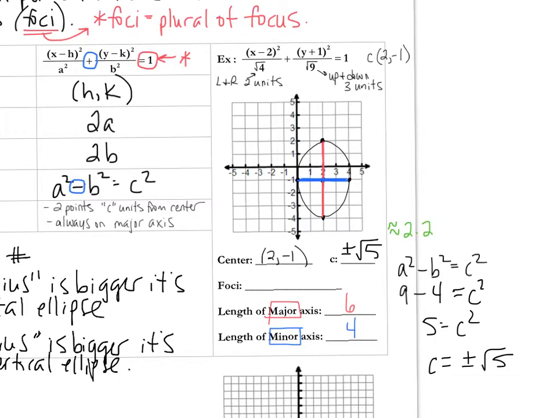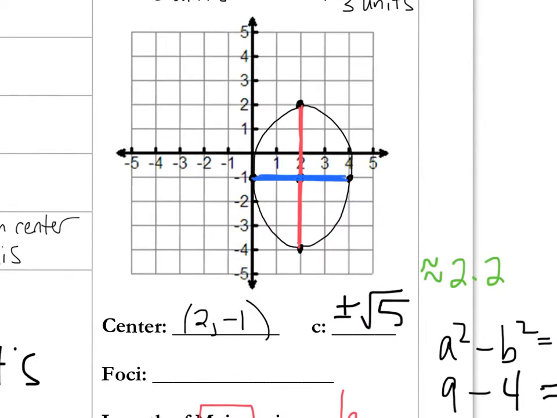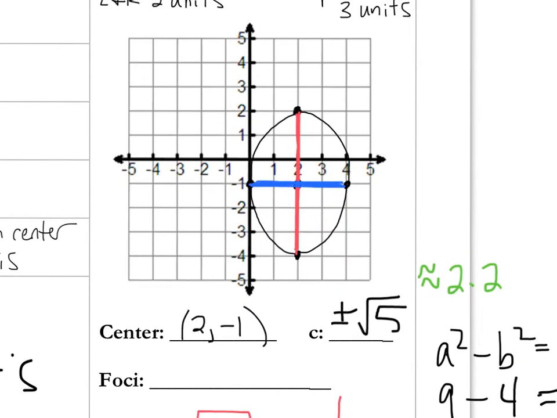So that means that from the center of my ellipse, so this is kind of the weird part, I'm starting on the center, and you have to know which one is the major axis, which is the longer one. So I'm going to go up and down, because the longer one is my major axis, 2.2 units. So it's going to be a decimal. So if I go up 2.2 units, it's about right here. And when I go down 2.2 units, it's about right here. Those are where my two foci are located.